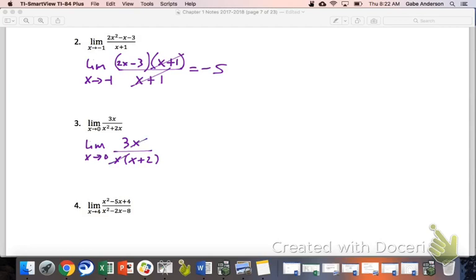Now when you plug in, you try your direct substitution. Did we all get that? 3/2 is good? Okay, awesome. And then finally, number 4, a couple of factorings here. Because if you try direct substitution, we have that same division by 0 problem.